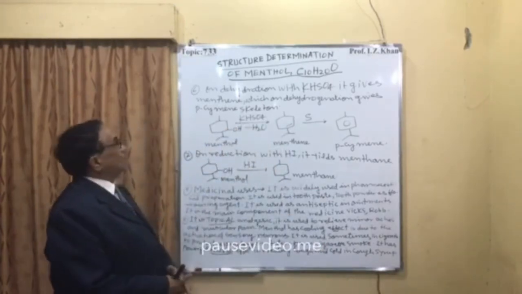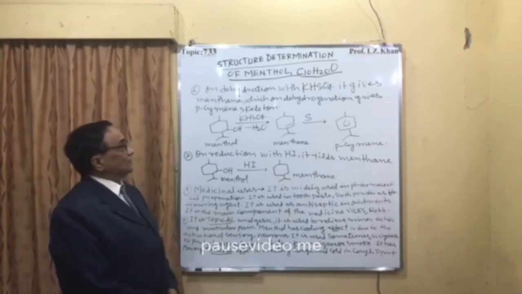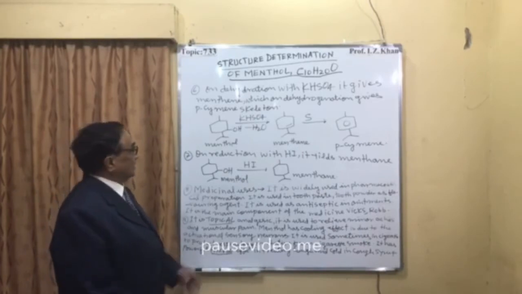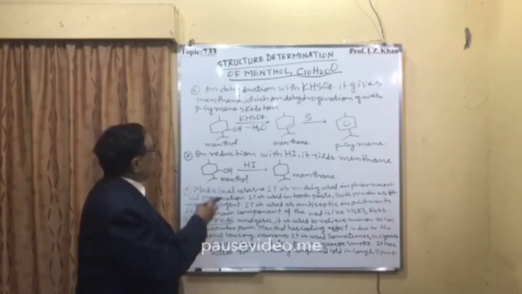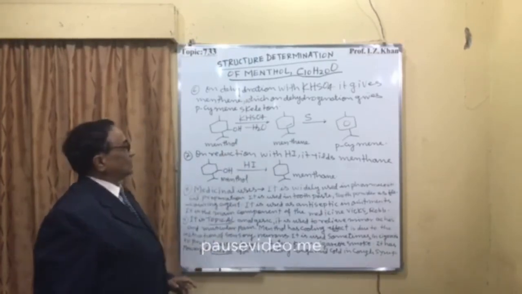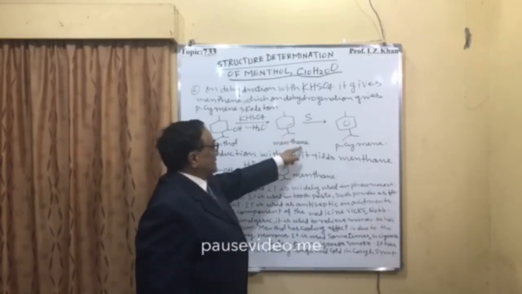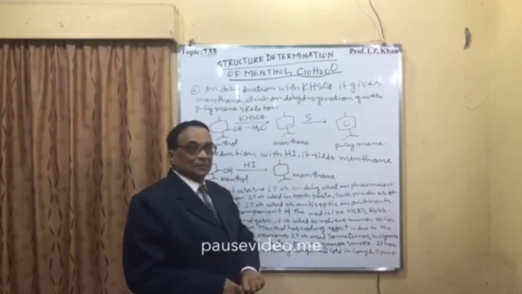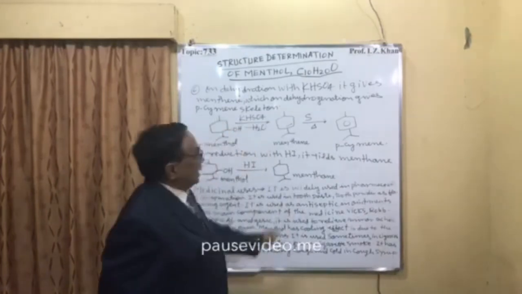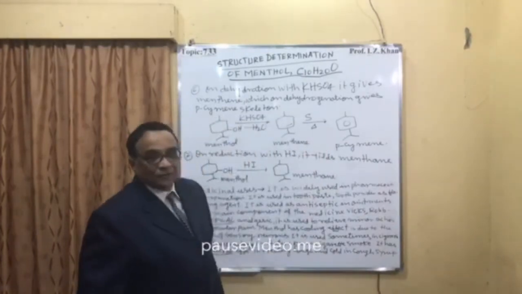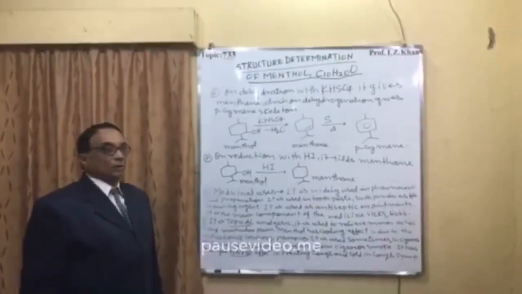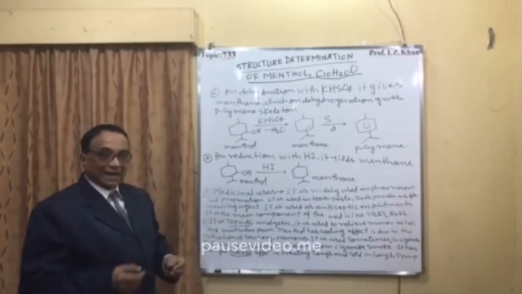Number 6, on dehydration with potassium hydrogen sulfate, it gives menthene, which on dehydrogenation gives the para-cymene skeleton. So here it is menthol, and when it is treated with KHSO4, one molecule of water is removed and there will be one double bond; it is called menthene. And again when it is heated in presence of sulfur, there will be dehydrogenation and we will get para-cymene. And this para-cymene skeleton confirms that this menthol has this type of carbon skeleton.